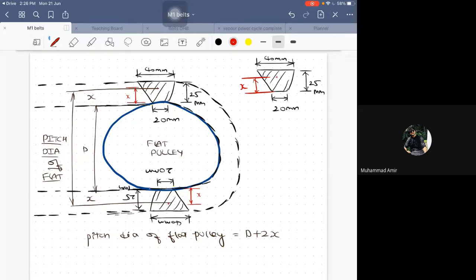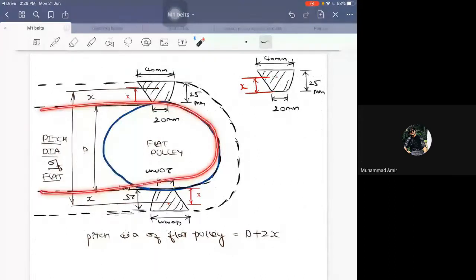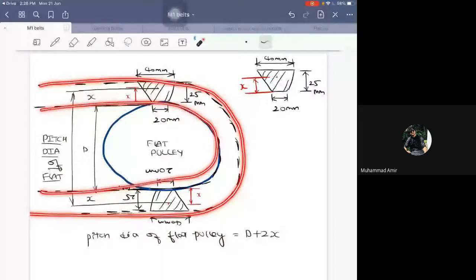Okay. Simple, guys. This is a flat pulley. On this flat pulley, the V belt sits like this. So this is your V belt which is running on a flat pulley. Correct? This is the V belt which is running on a flat pulley like this.